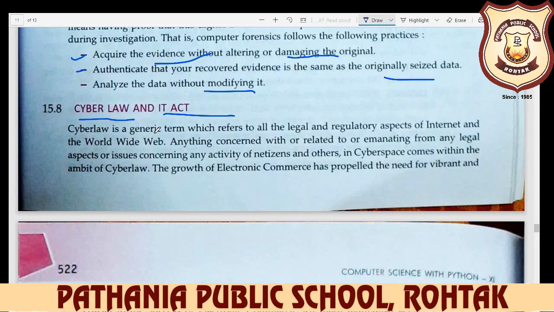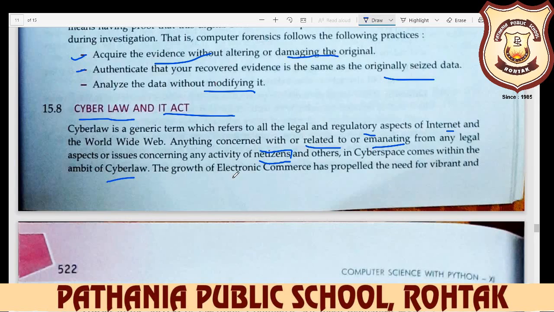So cyber law is a generic term which refers to all the legal and regulatory aspects of the internet and the world wide web, anything concerned with or related to or emerging from any legal aspect or issues concerning any activity of netizens and others. Netizens, what do you mean by netizens here? Who use the internet? The person who uses the internet is a netizen, and others in cyberspace come within the ambit of cyber law.